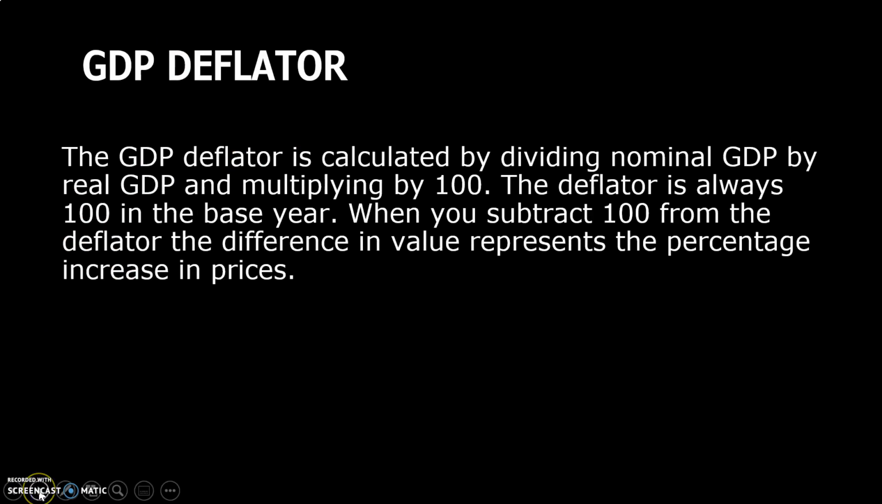The GDP deflator is calculated by dividing nominal GDP by real GDP and multiplying it by 100. And the deflator is always 100 in the base year. When you subtract 100 from the deflator, the difference in value represents the percentage increase in prices, or inflation level.